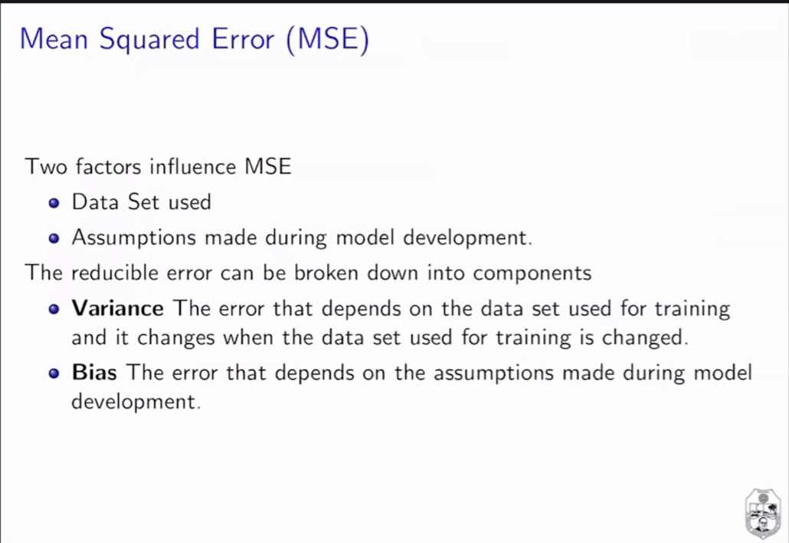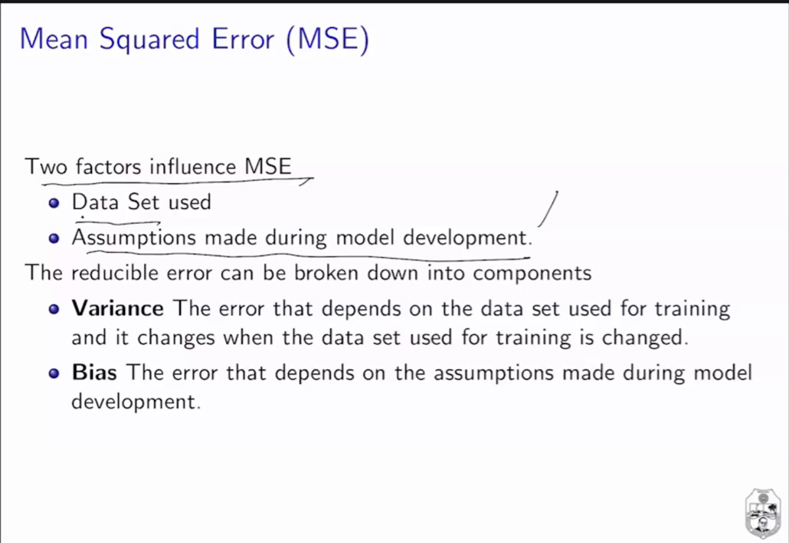There are two different sources of mean square error. As we have seen, the reducible error depends upon the data set that we use and the function that we use. So the two different sources of errors are the data set itself and the assumptions that we made during the model development.